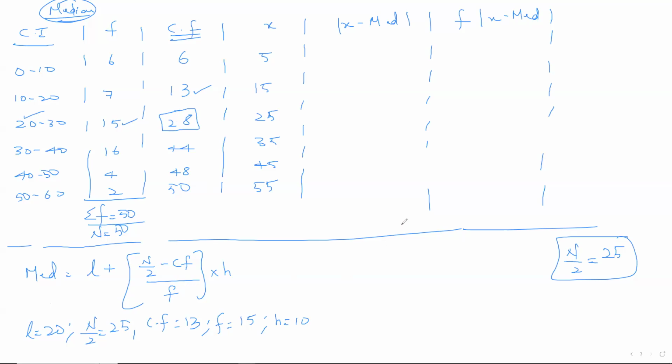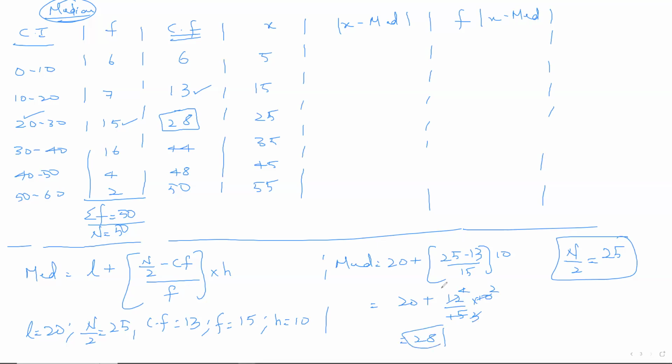Now what are you going to do? Substitute, to find the median. So median will be equal to 20 plus N by 2 is 25 minus CF is 13, divided by f is 15, h is 10. Correct? So 20 plus 25 minus 13 is 12 by 15 into 10, 5 times 2, 5 times 3, 3 times 4, 28 is the median.